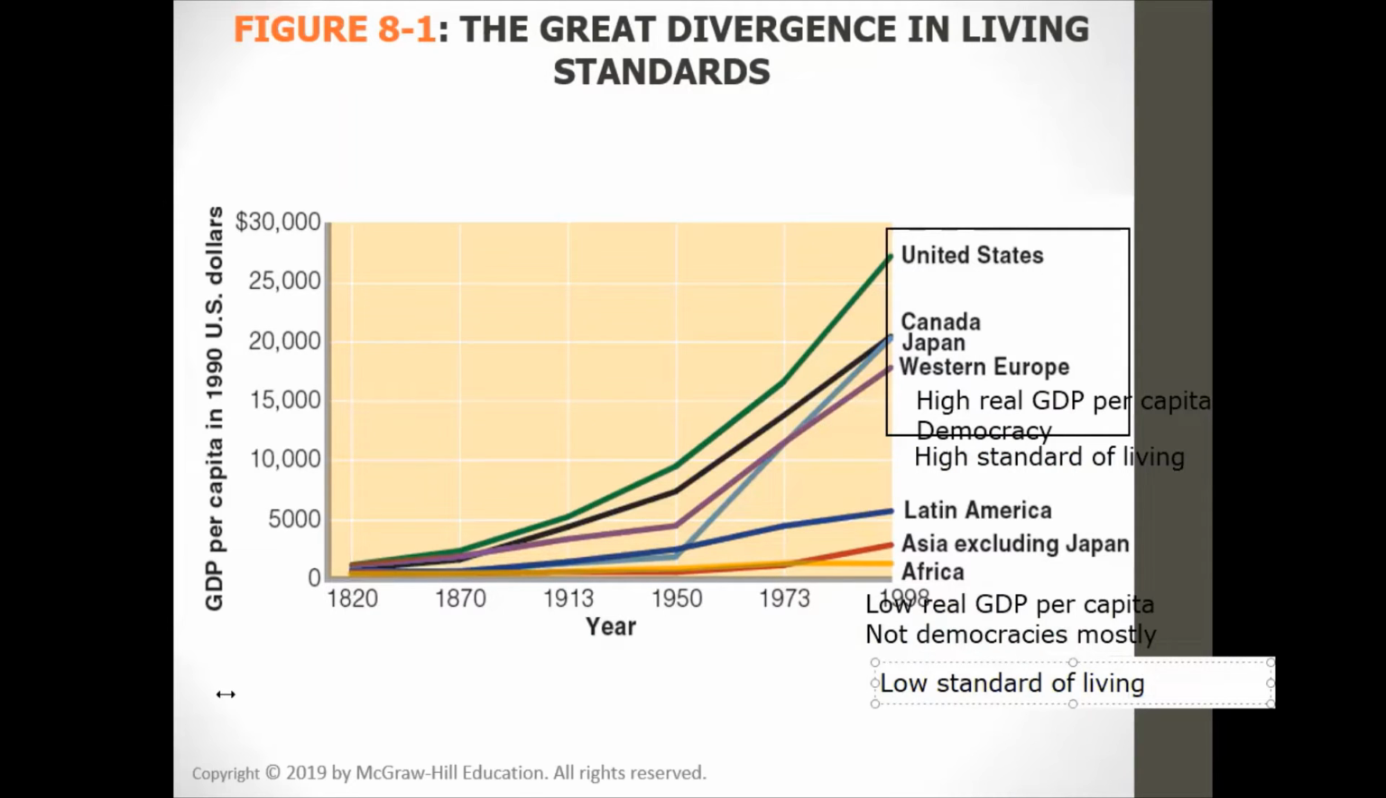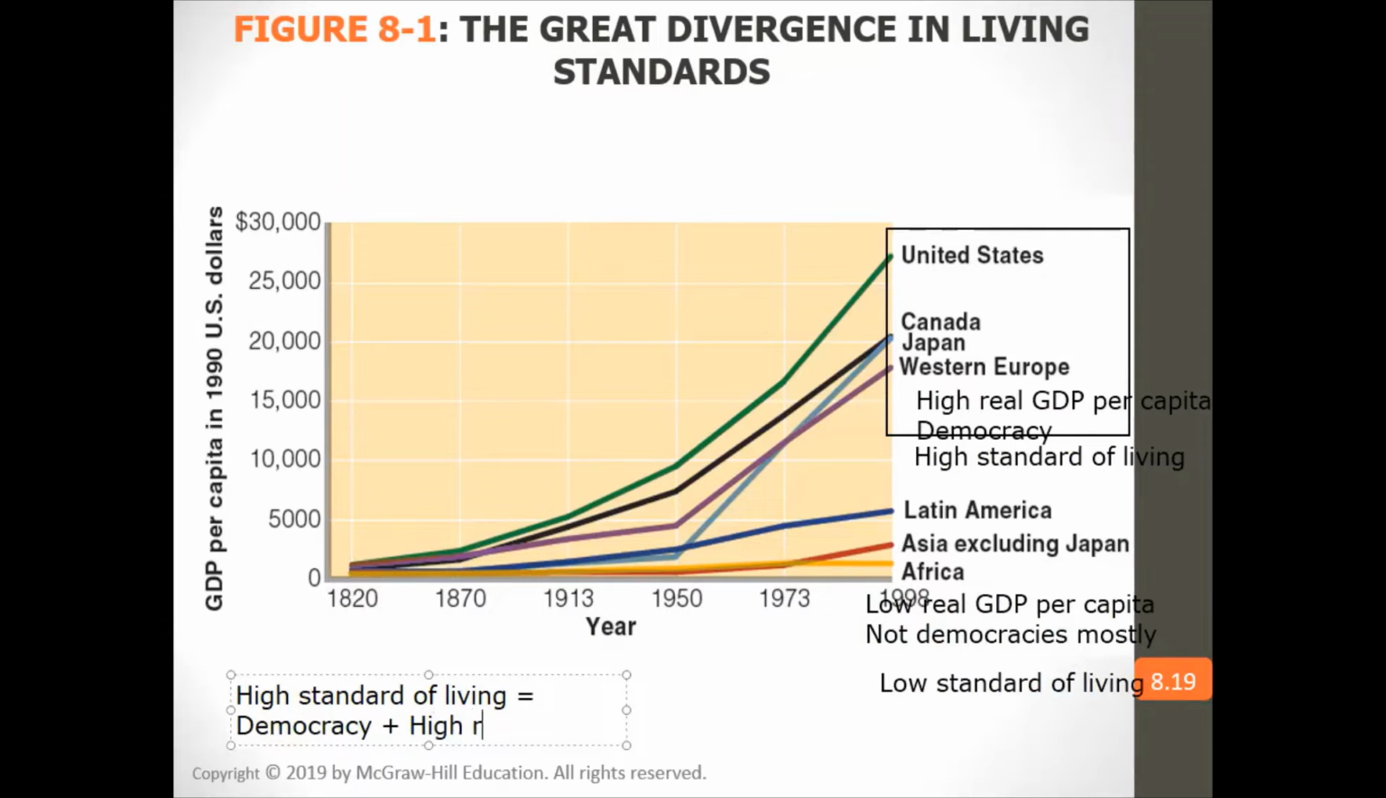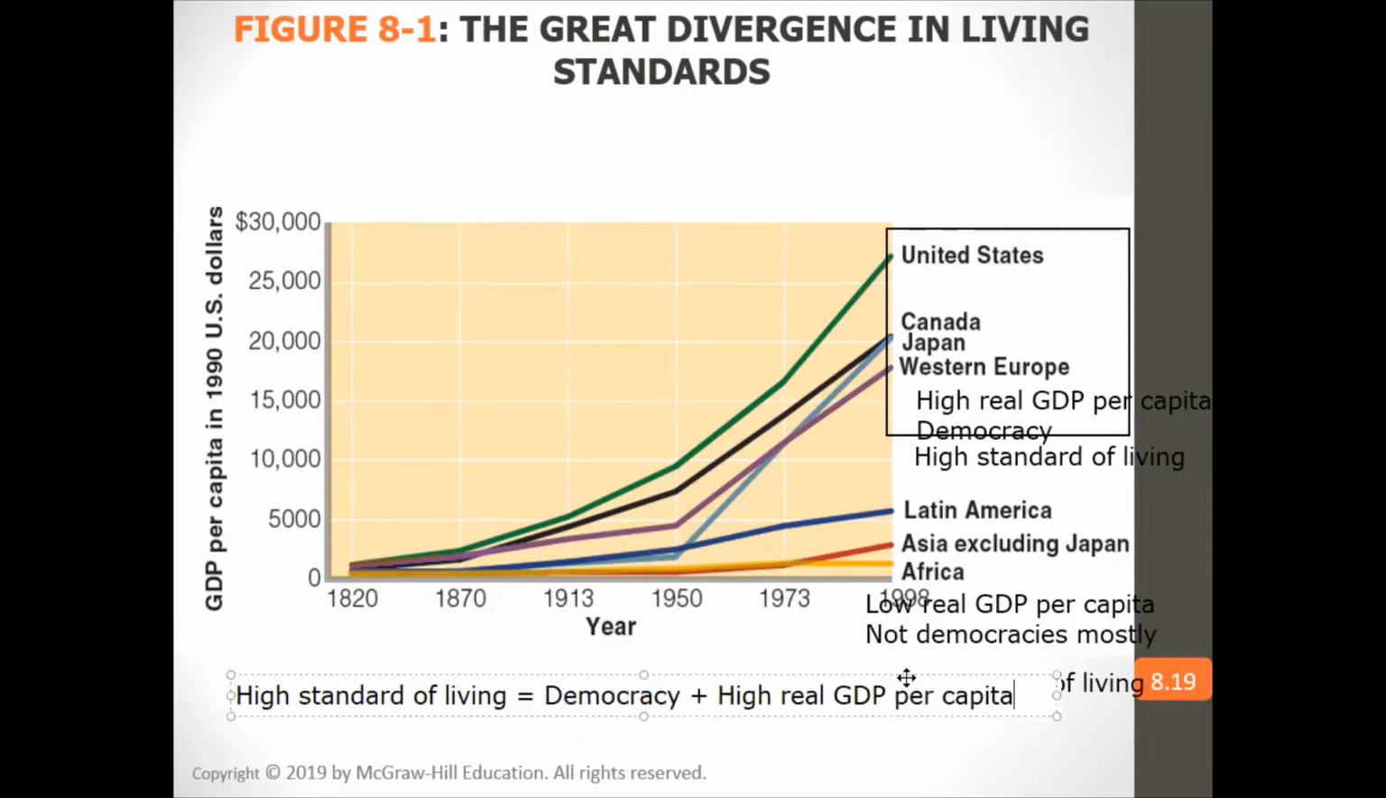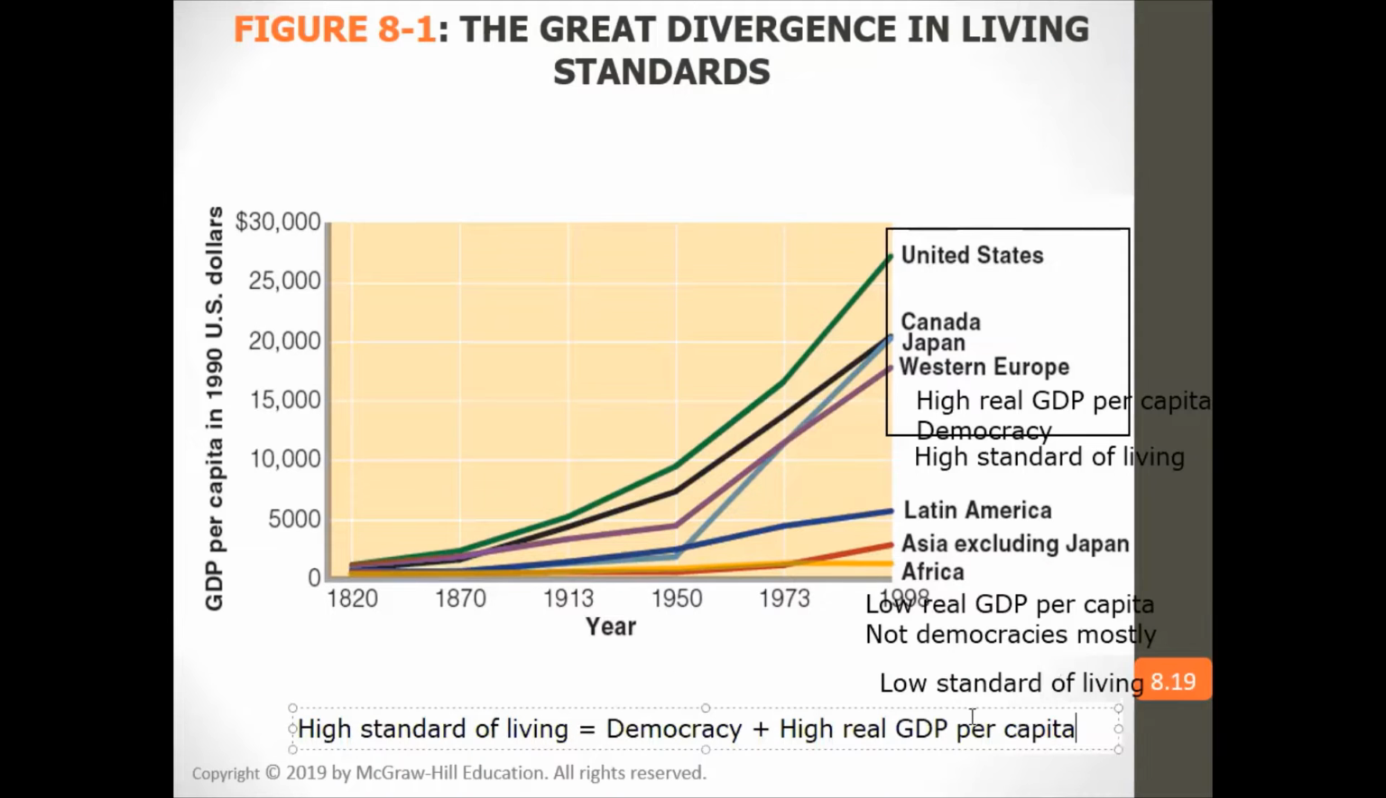So a high standard of living equals basically democracy plus high real GDP per capita. That's basically my formula for it, and it's pretty solid. Democracy and high real GDP per capita most often lead to a high standard of living. Those are the two massively contributing factors. And you can see the gap here.